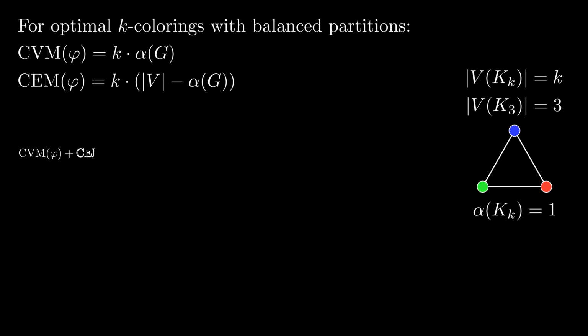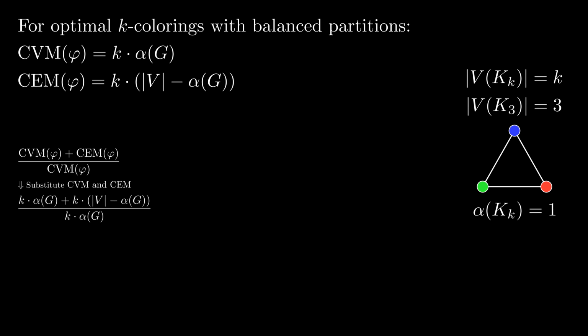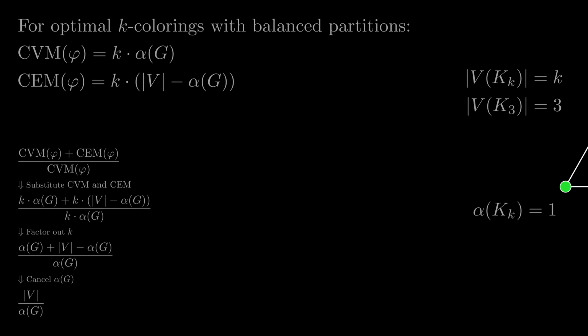And now we substitute. Factor out K. Cancel the 2 alpha terms in the dividend, and that's our independence bound.